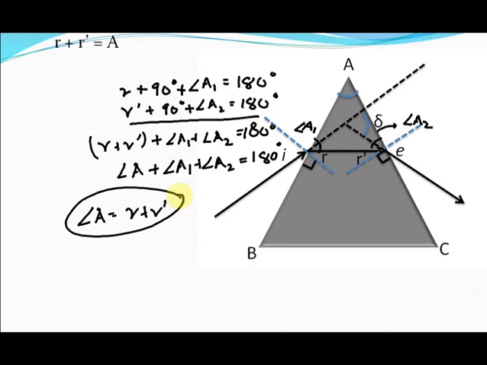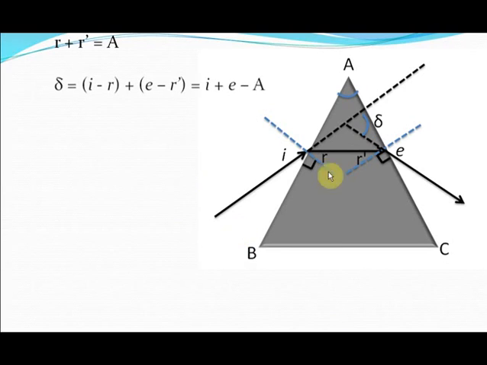Here you go. Now what is delta? Delta is clearly I plus E minus A. I know we're using a lot of complex geometry here, but you'll have to pay attention, because that is how we'll be able to obtain an expression for delta, the final angle of deviation of the light ray after it has passed through the prism. So how did this expression come into being? Why is delta I plus E minus A?